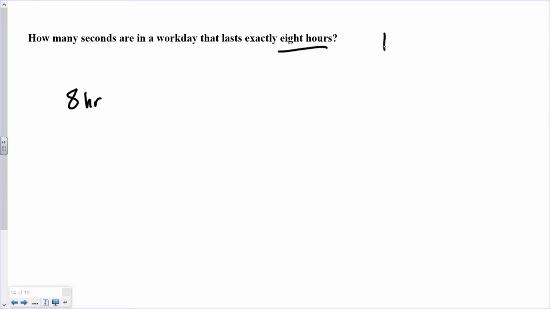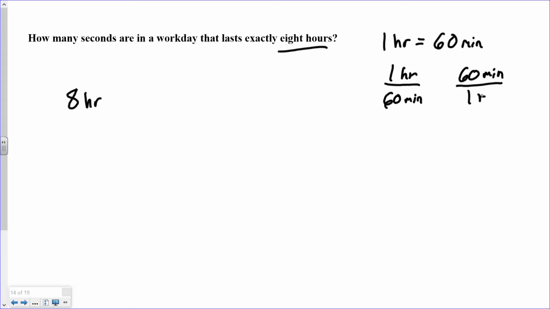And for this, I know that 1 hour is equal to 60 minutes. Now that doesn't take me all the way to seconds, but it gets me started in that direction. So I'm going to multiply by this conversion factor. And for conversion factors, we can always write them as a fraction. So this could be written as 1 hour over 60 minutes, or it could be written as 60 minutes over 1 hour. And these read 1 hour per 60 minutes or 60 minutes per 1 hour. And both of those things are true.